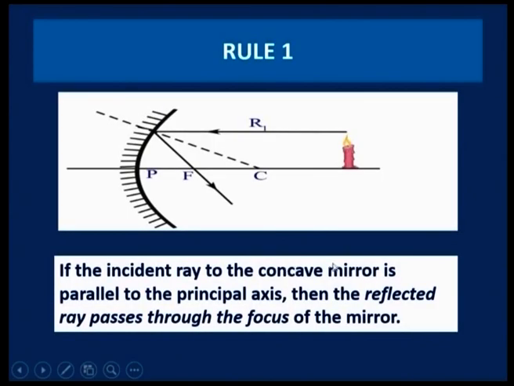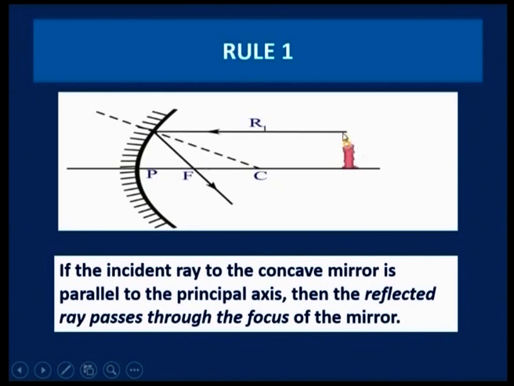Okay children, now we are going to see the diagrammatical representation of the same interpretation. So first, let us learn some rules for drawing the ray diagrams. We will start with the concave mirror. The first rule says, if the incident ray to the concave mirror is parallel to the principal axis, then the reflected ray passes through the focus of the mirror.